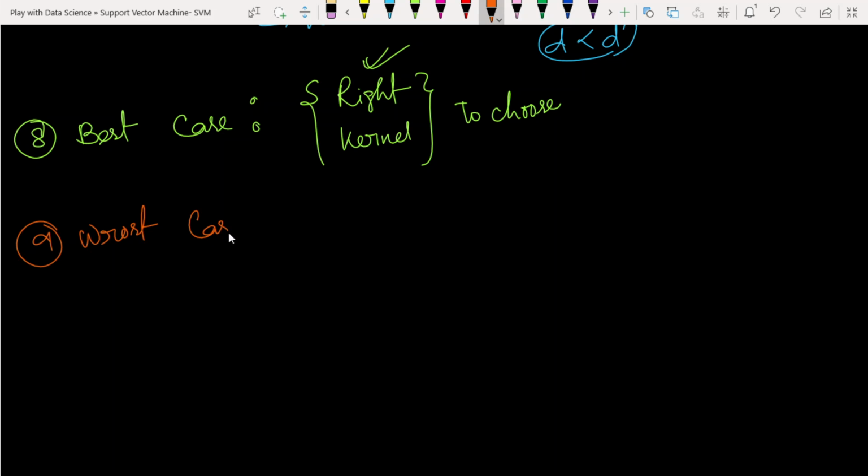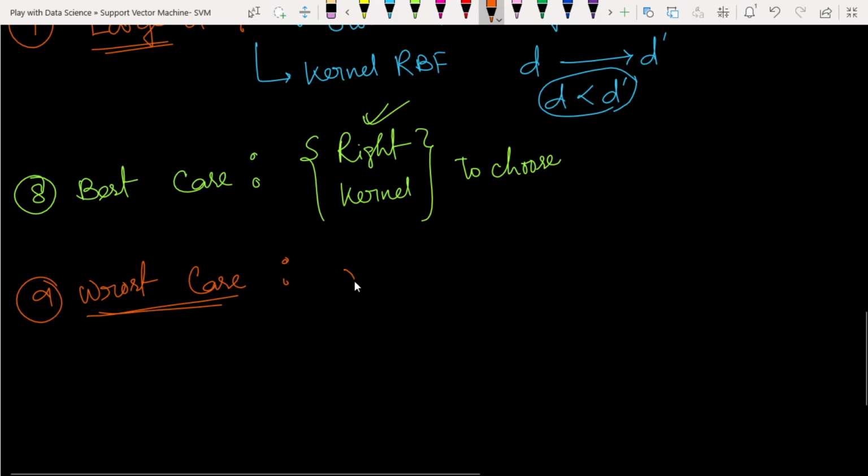And the worst case of the SVM is when we have a large training data set, a very large number of data points. Mainly we see this in internet-based companies.